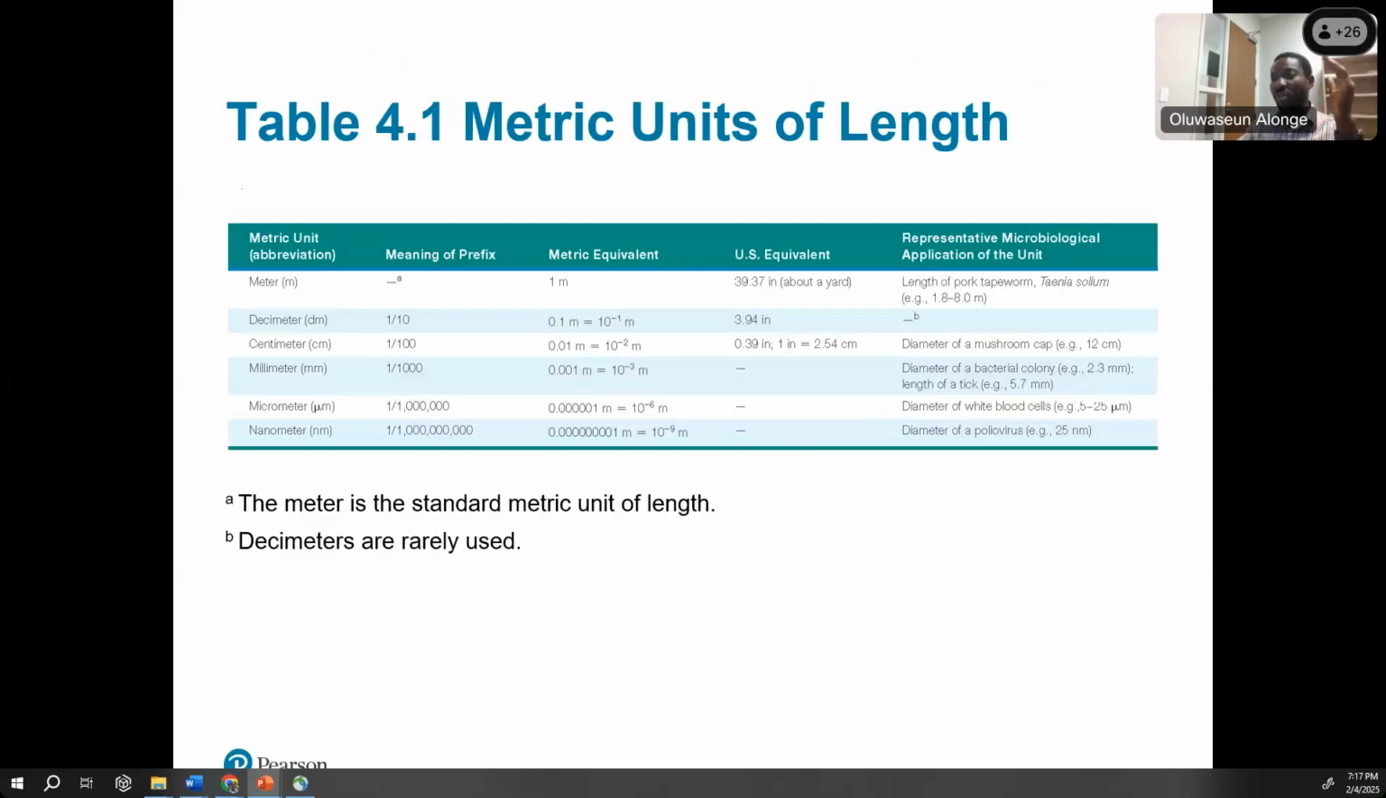Now, every microscope has lenses, all right? And then we use the metric system in its calculation. When you say the metric system, you're talking about the standard of measurement, the units, okay? So meter is the major unit. Then we use decimeter, centimeter, millimeter, micrometer, and nanometer. Let's go.